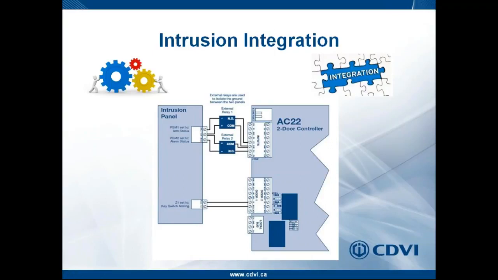To know if the system is armed and disarmed in the Atrium interface, we will need two PGM outputs, two programmable outputs from the alarm panel. One of them is to indicate if the system is armed or not. And the second output from the alarm panel is if the system is in alarm or not. These two programmable outputs will have external dry contact relays, and we will monitor those relays with two inputs on the Atrium panel. So that's how we know if the system is armed or disarmed and if it is in alarm or not.